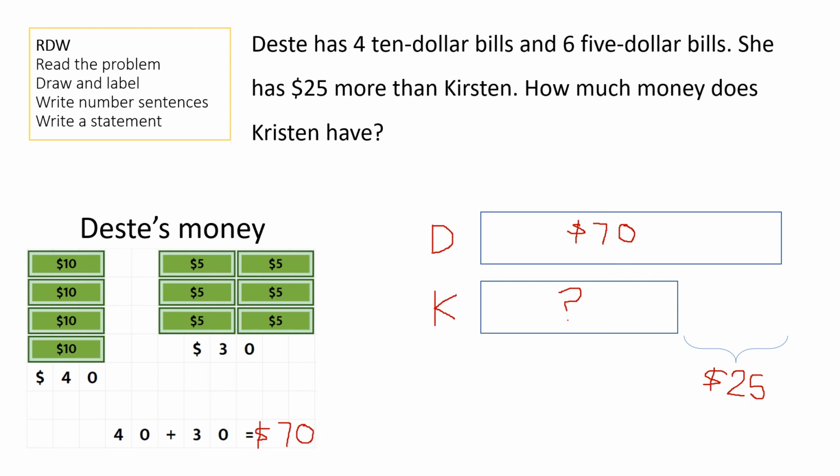Looking at this bar diagram and thinking about what I know of part whole, I can see that in this case our whole is 70 and one of our parts is 25. So I need to subtract 25 from 70 to figure out how much money Kristen has. Continue doing this work on your own piece of paper, and come back and check your answer with me.